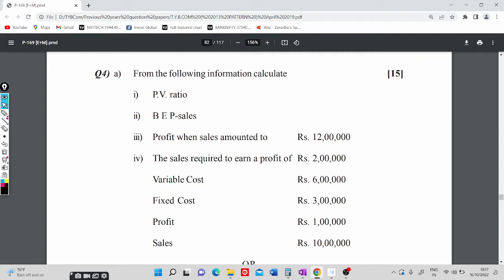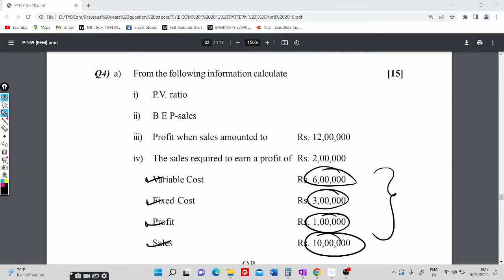Today we will be discussing and solving a problem on marginal costing. The question here has the data as following. Variable cost is 6 lakhs, fixed cost is 3 lakhs, profit 1 lakh and sales is 10 lakh. This data has been given to us and we are asked to calculate PV ratio, break-even point in sales, profit when sales is 12 lakh and what is the sales required to earn a profit of 2 lakh.